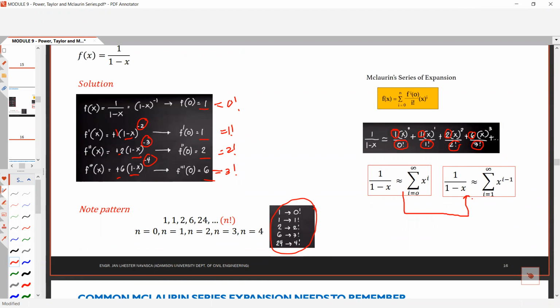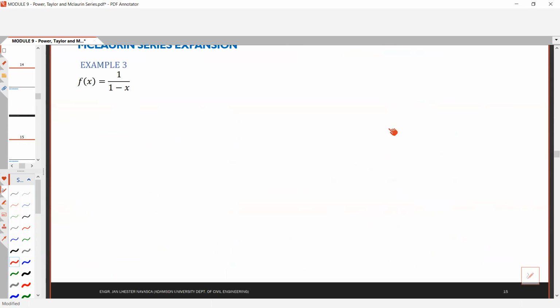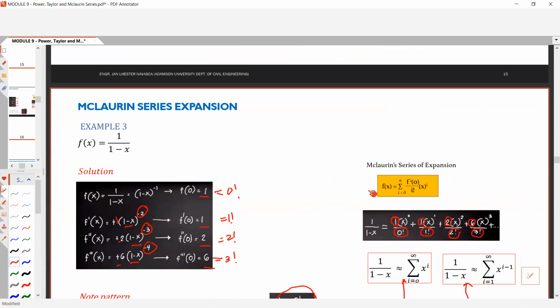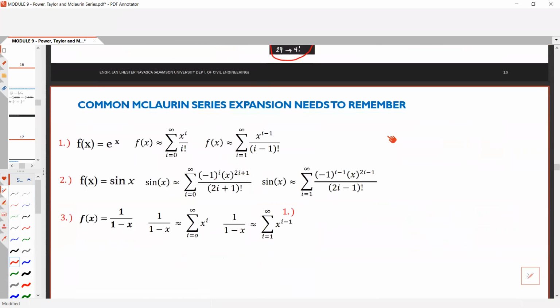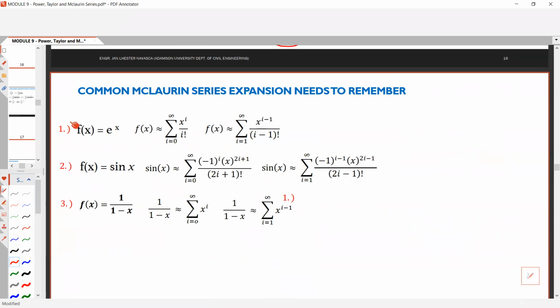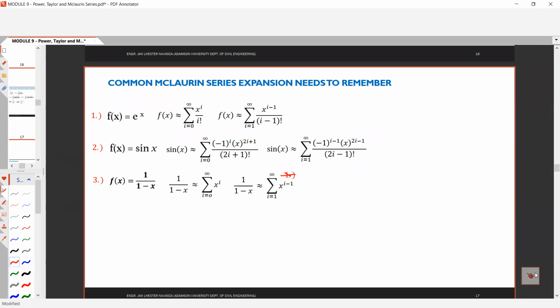Okay, ito. So you have 3, para mas madali yung buhay nyo: you have your e raised to x, sine of x, and 1 over 1 minus x. So for the common Maclaurin series expansions, you need to remember these: e raised to x, sine x, and 1 over 1 minus x. Sinulat ko na siya dito para hindi na kayo mahirapan. Ito yung kailangan nyo i-remember all the time.